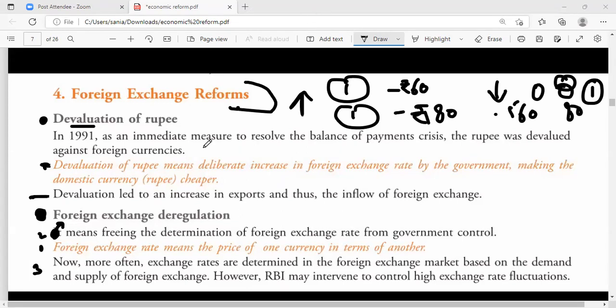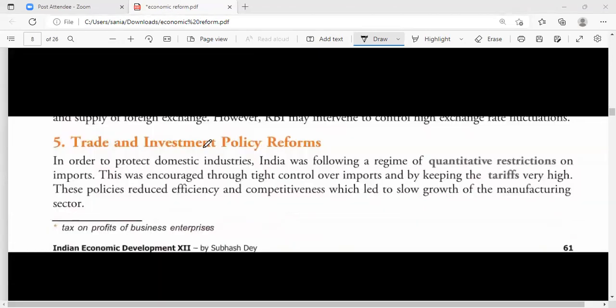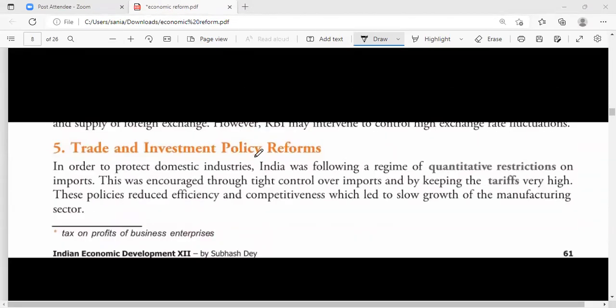Okay. Now we'll move to the next part, which is the trade and investment policy reform. In order to protect the domestic industry, India was following a regime of quantitative restrictions on import. This is what you are going to mention as prior to the reform. Prior to the reform, in order to protect the domestic industry, India was following a regime of quantitative restrictions on import. So there were restrictions on import, and this was enforced through control over import and by keeping the tariff very high. The rate of tariff was very high.